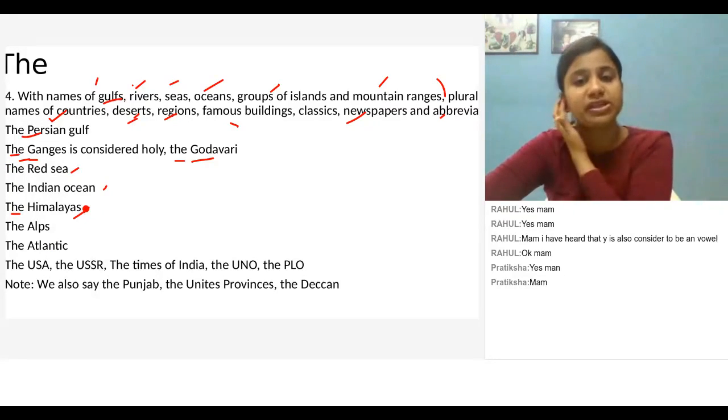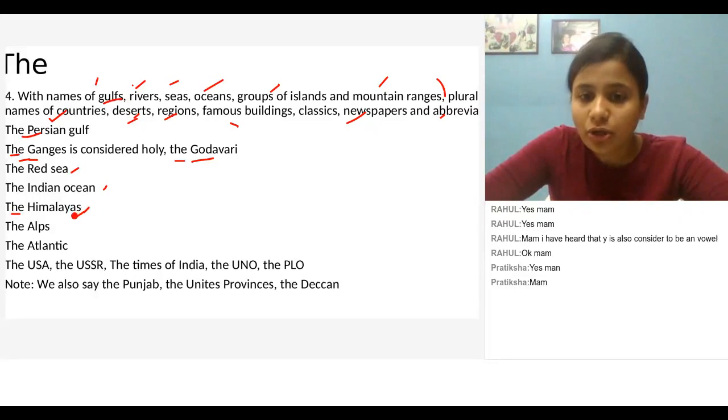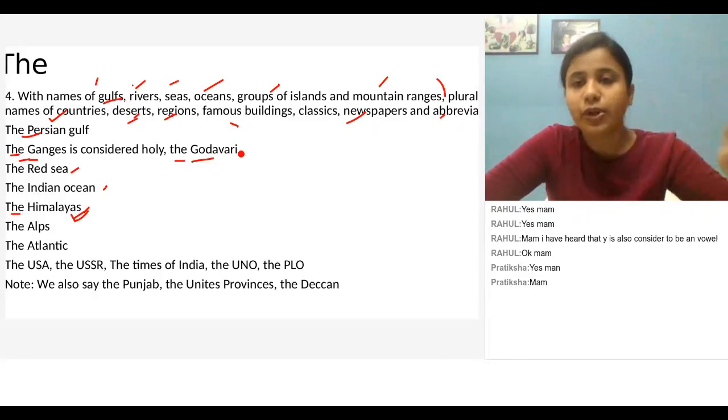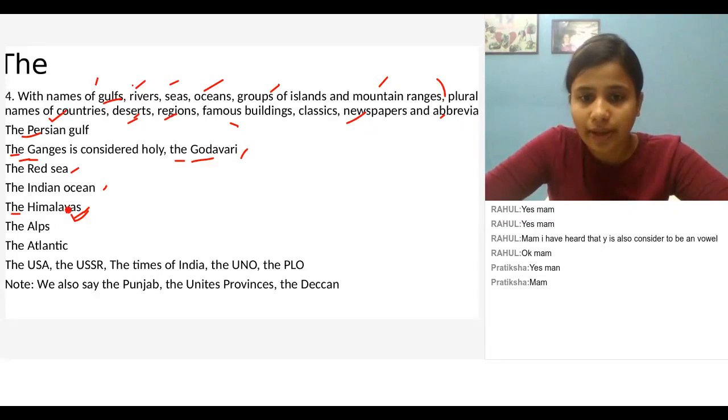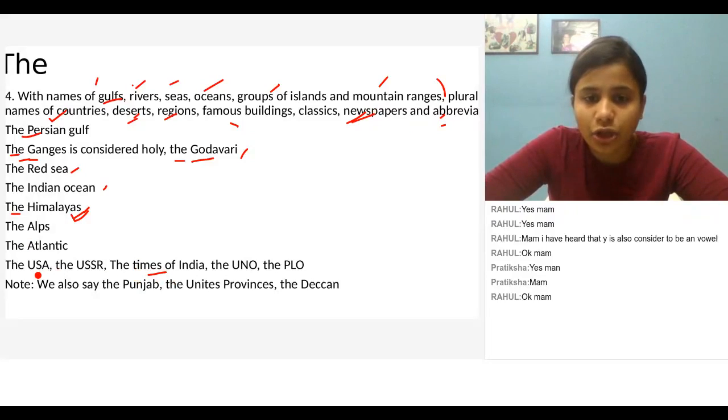Now, when you say Mount Everest, you don't say the Mount Everest because it is one mountain. But you're talking about a range of mountains. A river again flows throughout the country or throughout a particular region. That is why you say the. So these are more of a collective sense when you use the. The Alps, the Atlantic, or whenever you have newspapers and abbreviations. Newspapers like the Times of India, and the USA, the United States of America, we always say the.